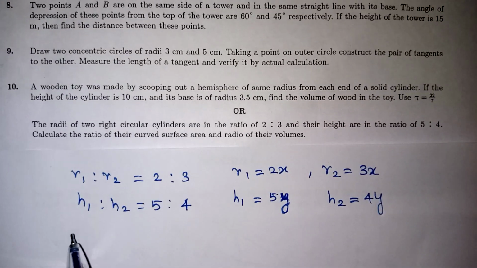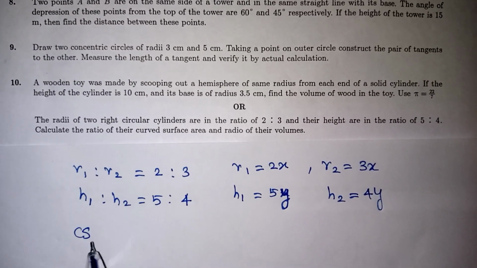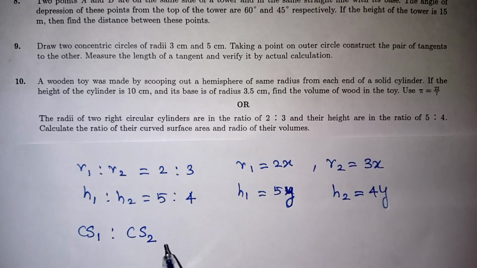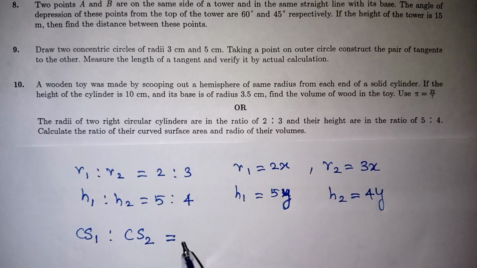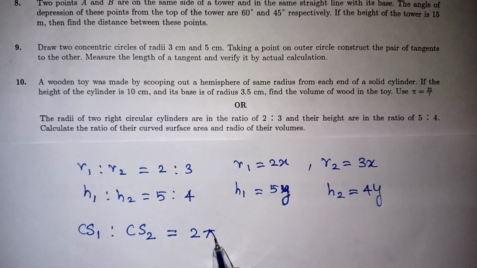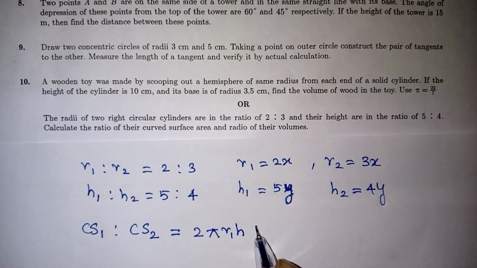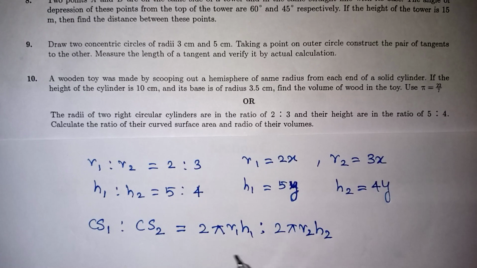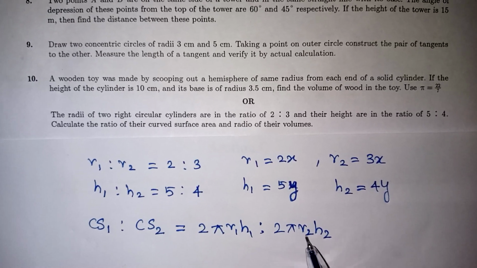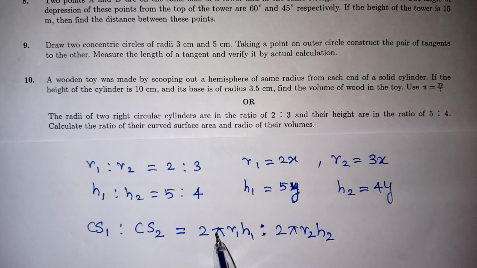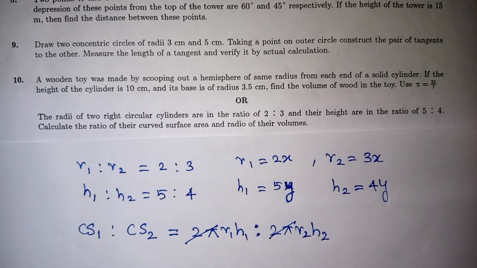So ratio of their CSA. Curved surface area of the first cylinder to curved surface area of the second cylinder. Curved surface area formula is 2 pi RH, so 2 pi R1 H1 is to 2 pi R2 H2. For first cylinder we are taking R1 H1, for second cylinder we are taking R2 H2. Since it's a ratio, if we have common terms we can cancel it. 2 pi and 2 pi will get cancelled.